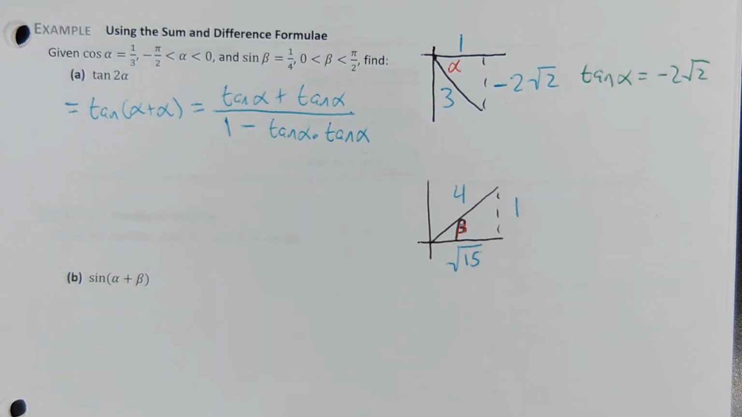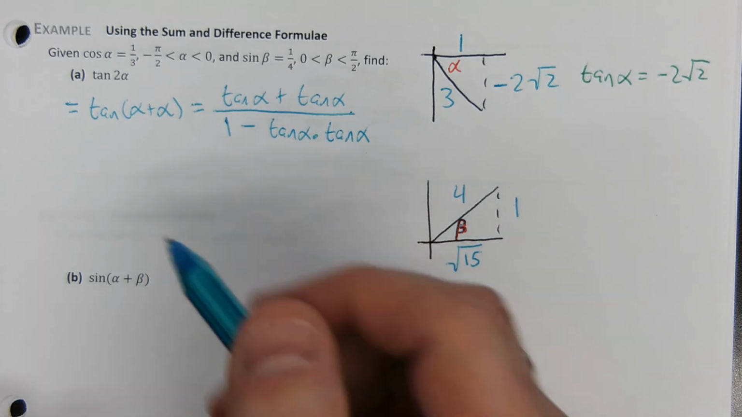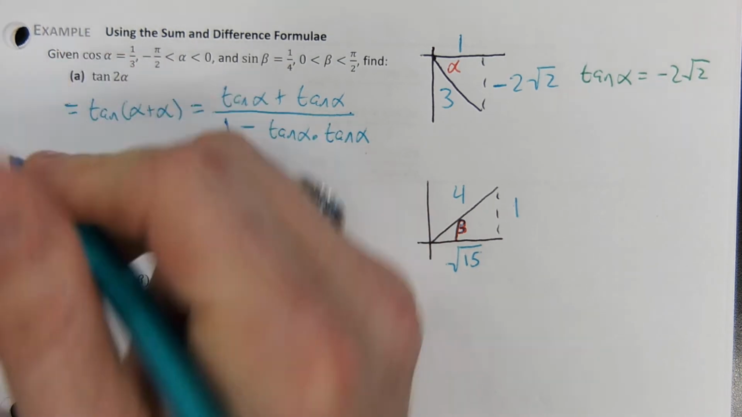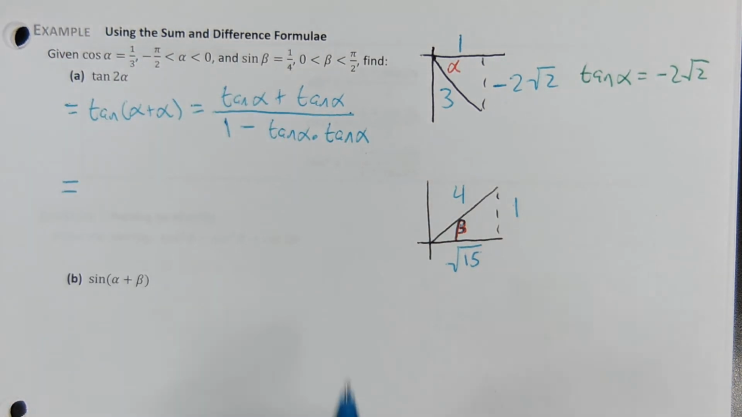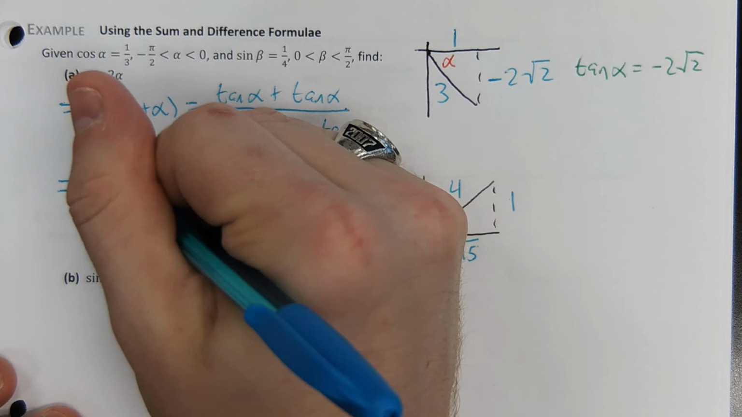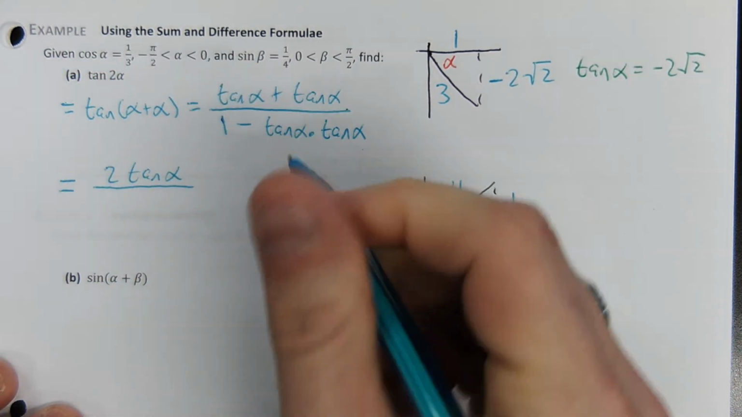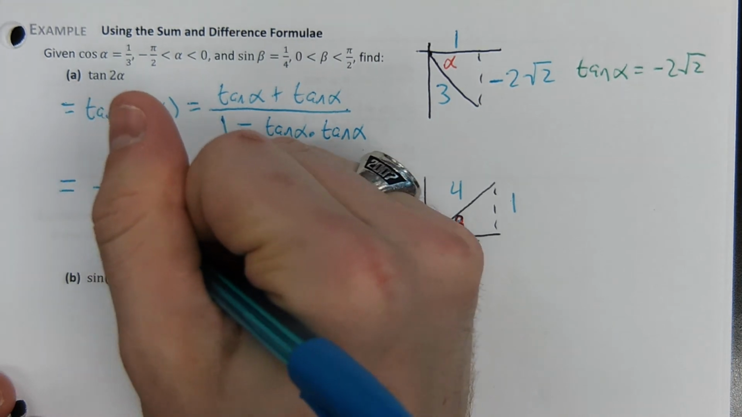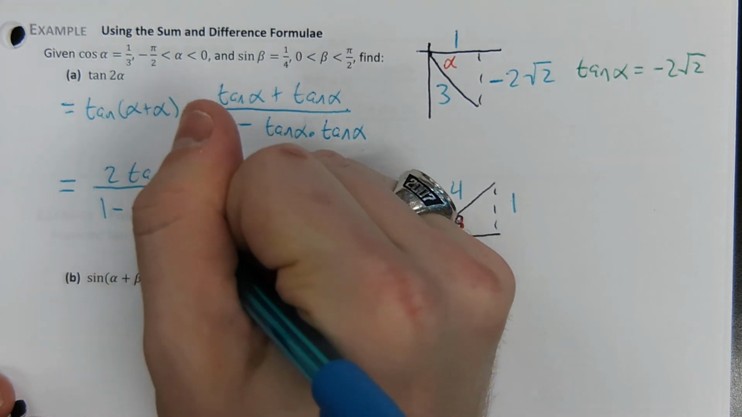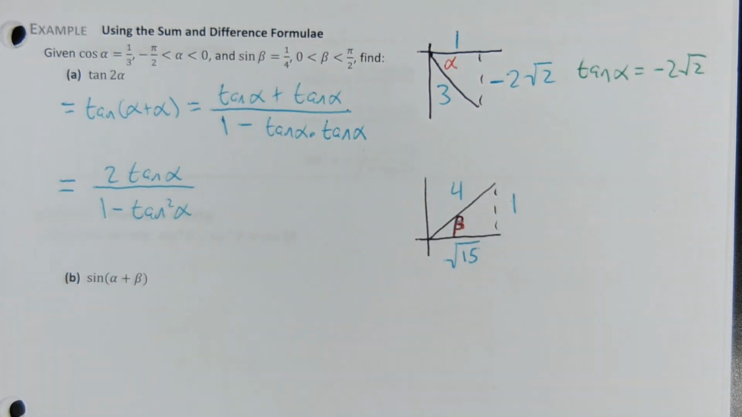Oh, you know what? Real quick, before I substitute, I'm gonna clean this up just a little bit because it hints at some of the stuff that we're gonna learn tomorrow. Tangent alpha plus tangent alpha is 2 tangent alpha. And tangent alpha times tangent alpha is tangent squared alpha. Interesting. It's almost like we just derived a double angle formula for tangent. Cool. Well, anyway, we'll talk about it tomorrow.